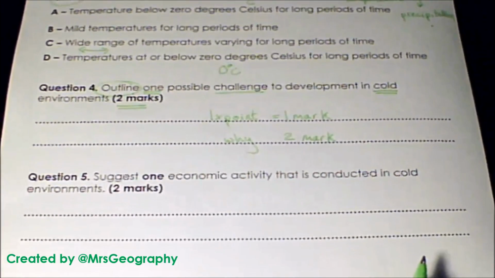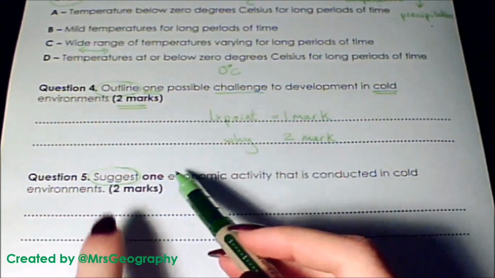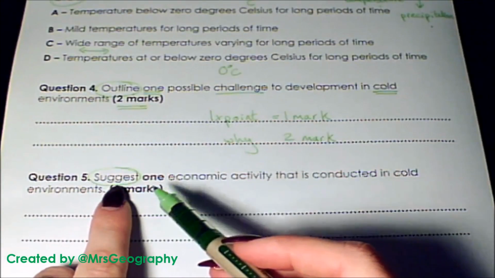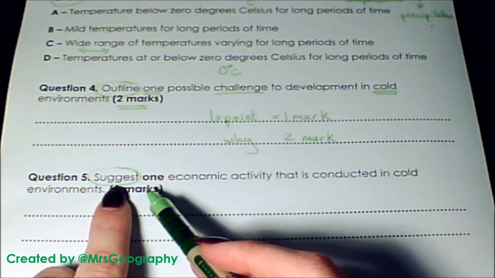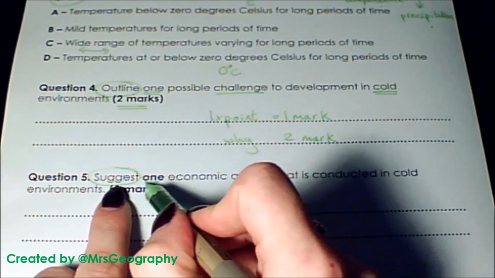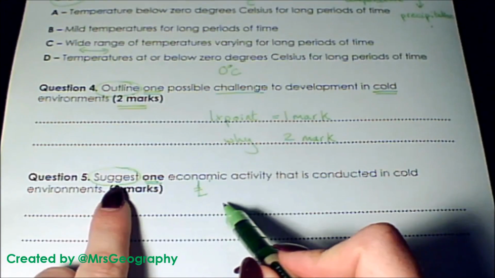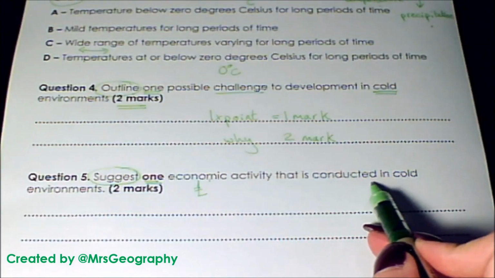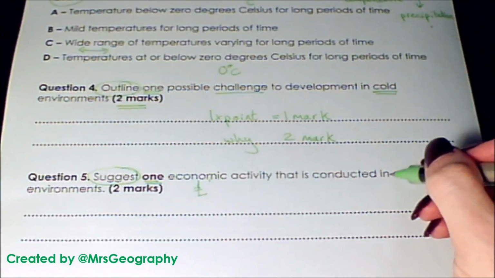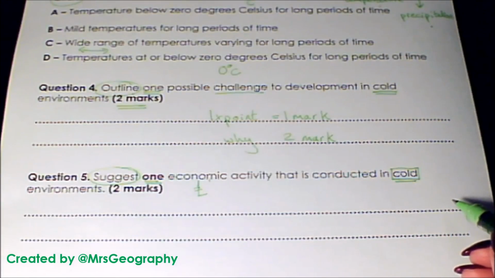Moving on to question 5. We're going to suggest this time. Now, suggest just solely means you providing an answer. It doesn't necessarily mean it has to be right. So we're suggesting 1 economic activity. So economic is referring to money. An economic activity that is conducted in cold environments. So again, we're thinking of cold environments because this assessment is on cold environments.